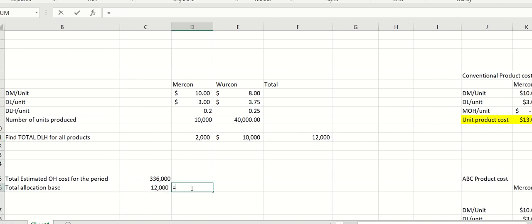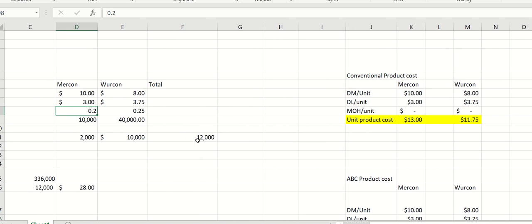And so my predetermined overhead rate would be $336,000 divided by 12,000 hours. So we have $28 per direct labor hour. For every direct labor hour we're using, it's going to cost us $28. But our product on a per unit basis only uses 0.2 direct labor hours. And so in order to calculate my manufacturing overhead per unit, every hour of direct labor gives me $28, and that's how we allocate manufacturing overhead.